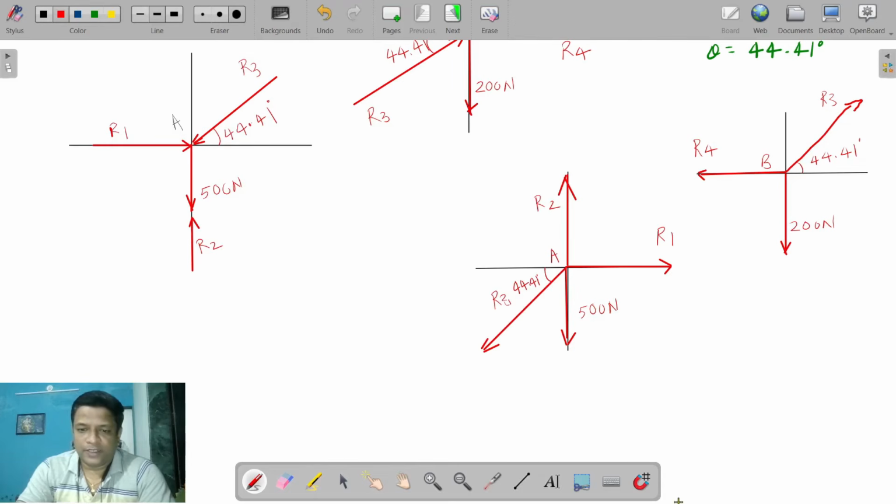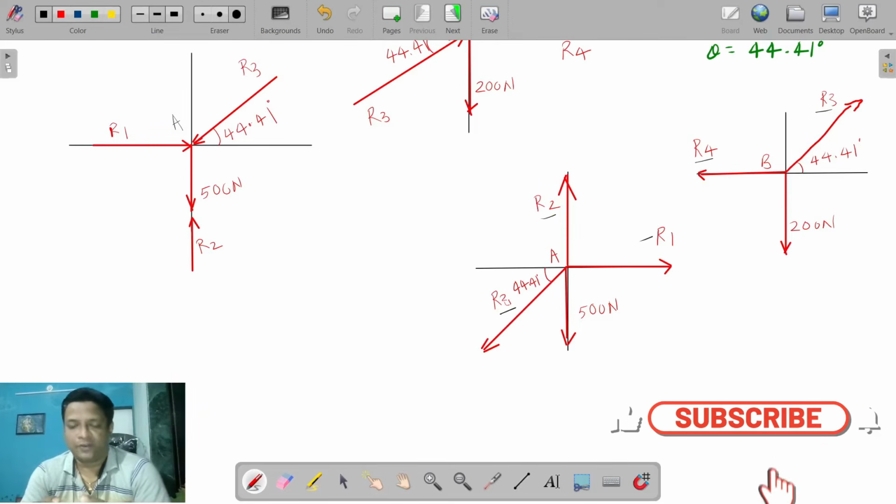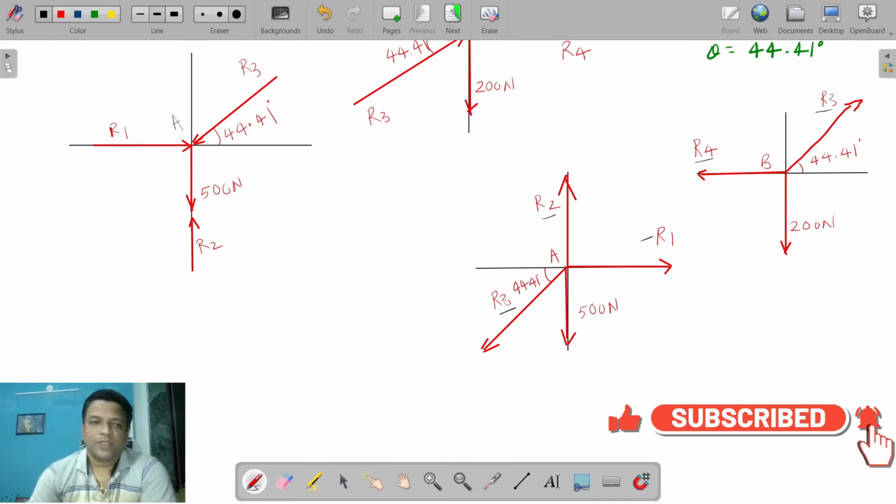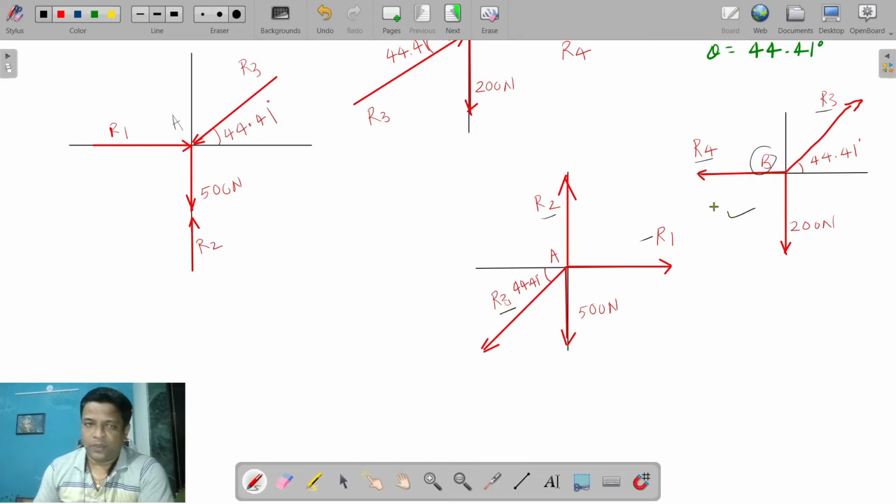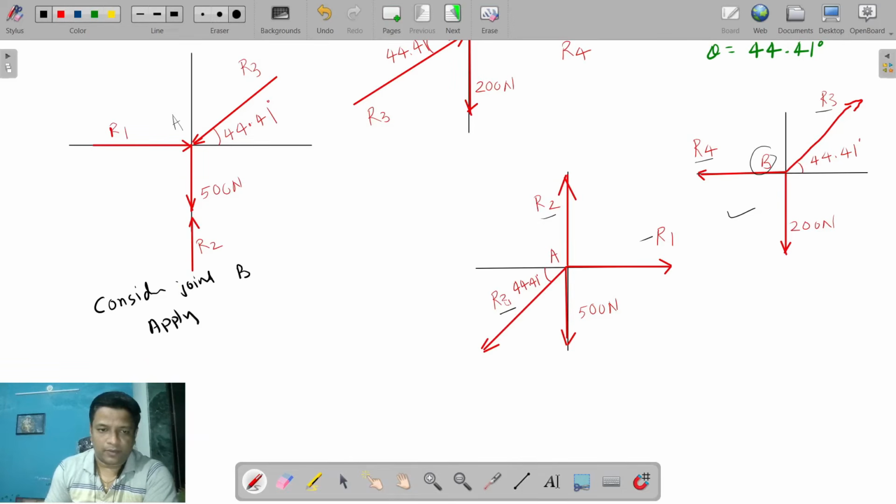If you see these two figures, then we can easily say that figure B has two unknowns, R4 and R3, whereas figure A has R2, R1 and R3, three unknowns. And we have only two equations of equilibrium, that is, conditions of equilibrium: summation of Fx equals 0, summation of Fy equals 0. So better we start with joint B. Here we'll write, considering joint B and applying COE, conditions of equilibrium.